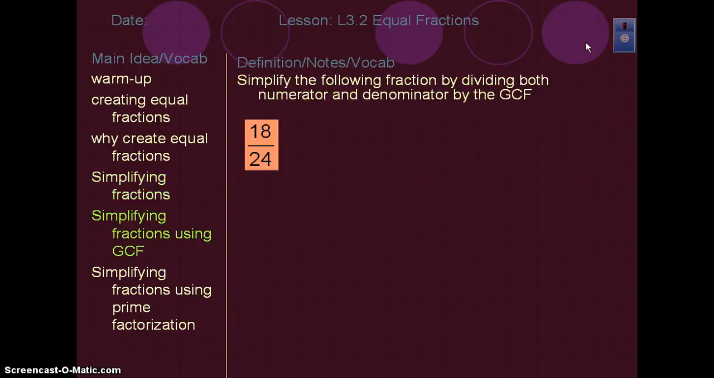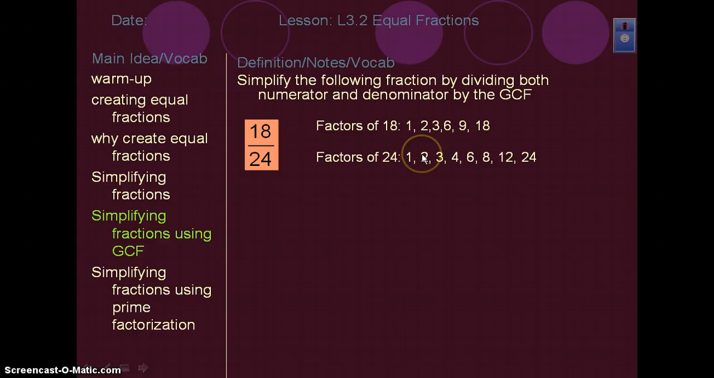If we'd like to make a factor list of 18 and 24 to simplify, factors of 18 are 1, 2, 3, 6, 9, and 18. These factors are really easy to find in a pair. 1 times 18 is 18, 2 times 9 is 18, and 3 times 6 is 18. Factors of 24 are also easy to find in pairs. 1 times 24 is 24, 2 times 12 is 24, 3 times 8 is 24, 4 times 6 is 24.